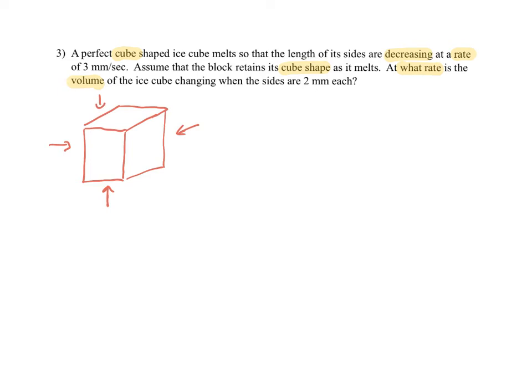The sides are decreasing at a rate of 3 millimeters per second. But I don't have the sides labeled with a variable s. So let's just call them all x. And they're all x because it's a cube, right? In a cube, the measurements are all the same. So the side length is changing at a rate, so dx/dt is 3, but it's negative because it's decreasing, millimeters per second.